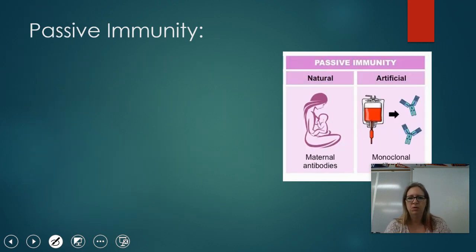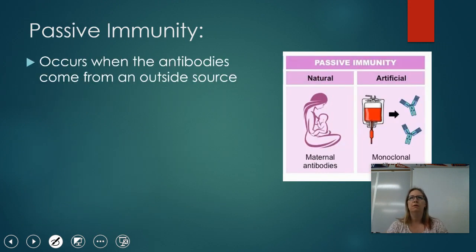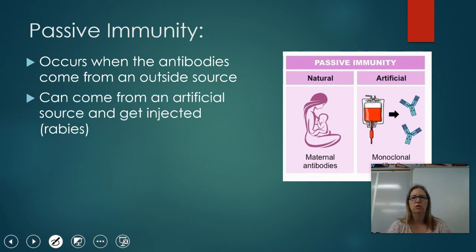Let's talk about passive immunity now, okay? With passive immunity, those antibodies have to come from an outside source. It can still be natural or artificial, okay? So the artificial source would be just an injection being put into your body. Rabies is treated by antibodies being given to the person with an injection, because the body doesn't build them up very fast for rabies.